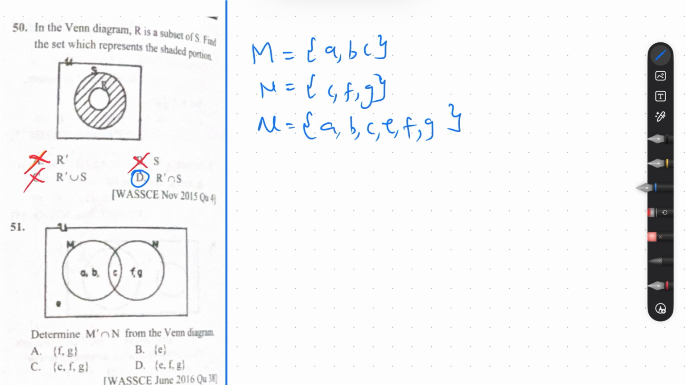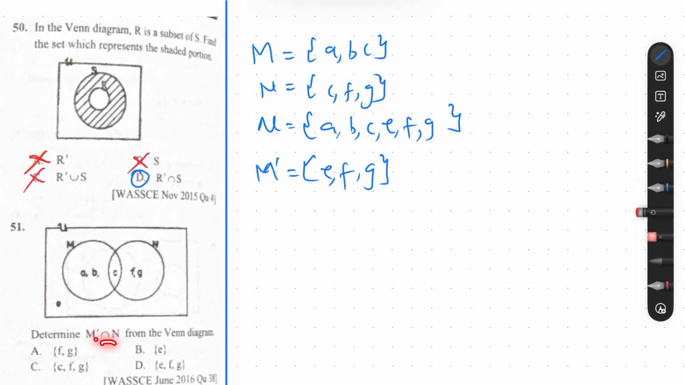Okay, so M complement is all the elements in the universal set that cannot be found in M. We have A here, so that's not in. B here, so also not in. C here, so that's also not in. So that means everything here is in this set. We have, sorry, not A, E, F, G. So that's M complement.